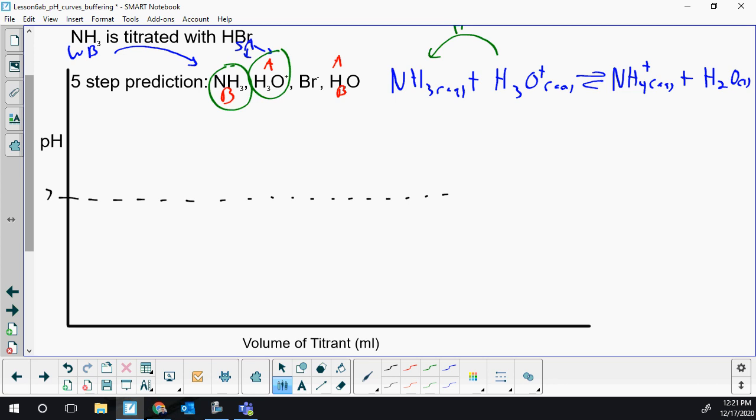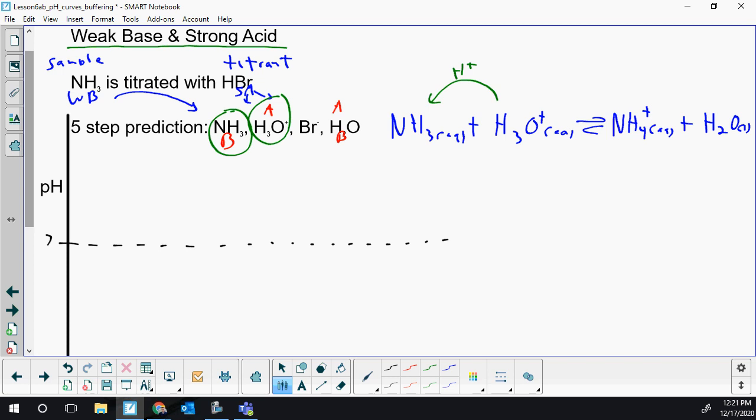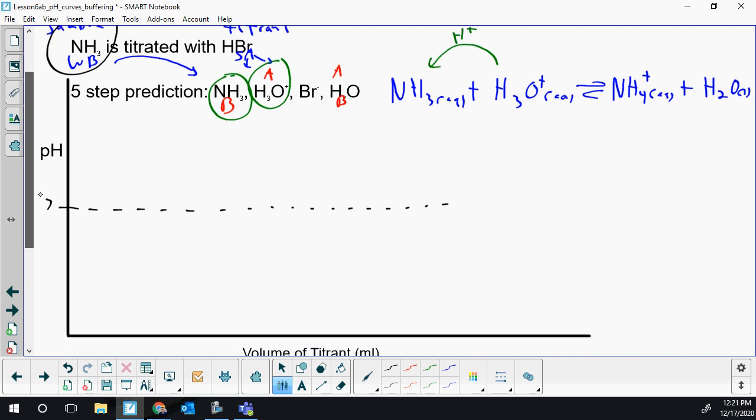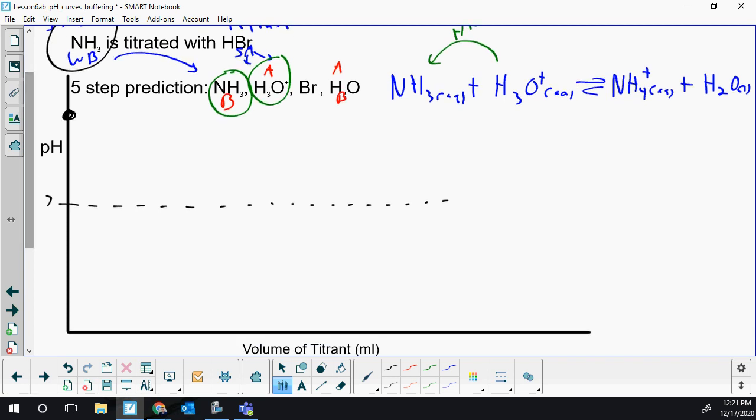We are starting, our sample is now a base. So for the first time today, you're seeing me start up high. We have a weak species. So we're going to see it curve instead of just go out flat like we saw last year. It's going to then level out till we've used up most of the ammonia. When the ammonia is about to run out, we're going to shoot down through, go through an inflection point, and then level out at the pH of the acid.